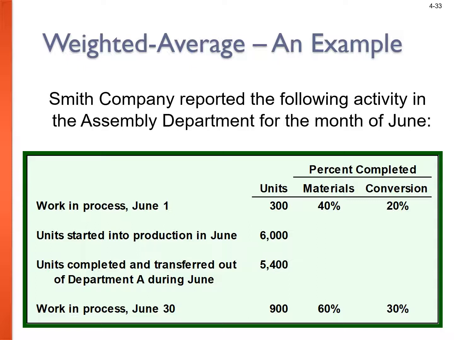They started an additional 6,000 units and they transferred out 5,400 units. They still have 900 units at the end of the month. 60% of the materials are already included and completed. 30% of the conversion costs are included in those 900. So they're 30% complete with regards to conversion. That's the direct labor and the overhead costs. So that is our information. Now let's see what happens.